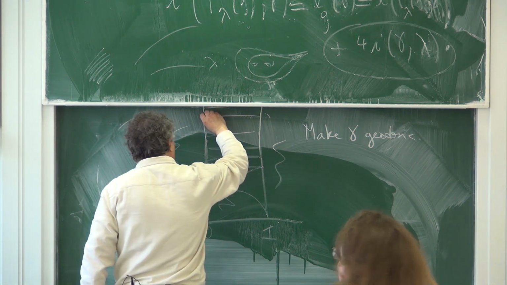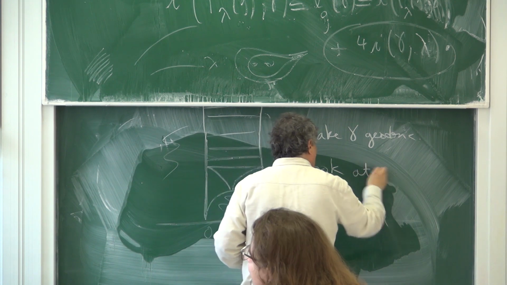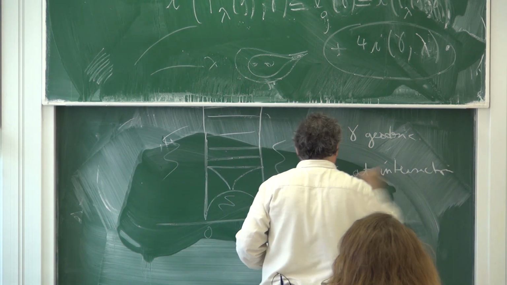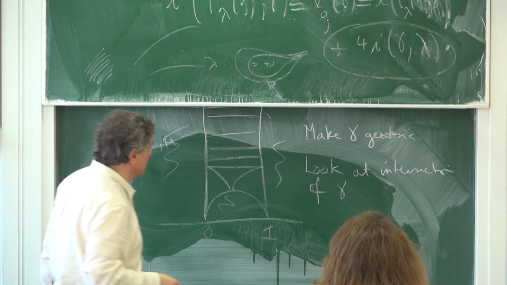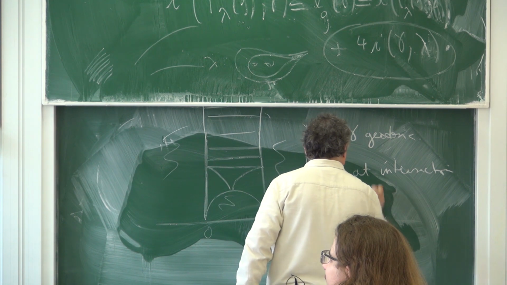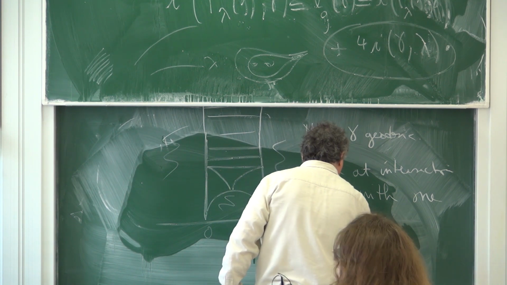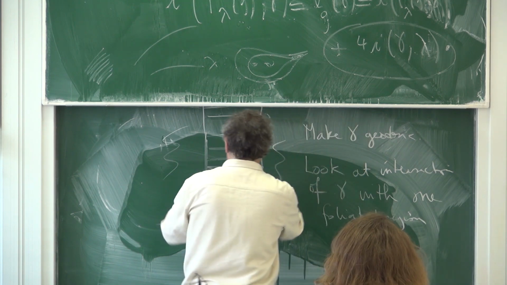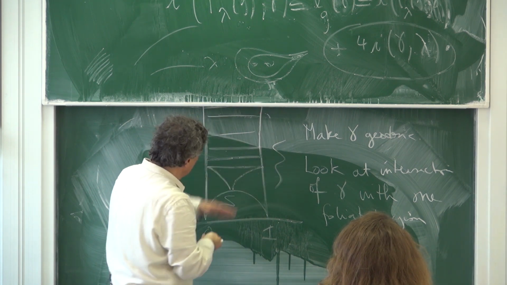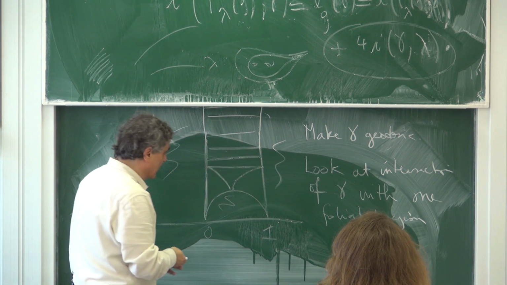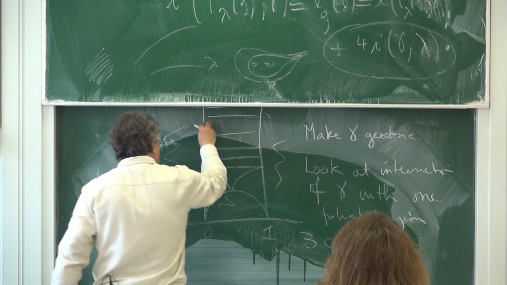So make gamma geodesic. And I look at the intersection of this gamma, which is now considered as a geodesic in some homotopy class, with one foliated region of an ideal triangle. Each ideal triangle has 3 foliated regions, 1, 2, and 3. And I look at this one, and I say that there are 3 cases depending on the intersection of gamma with the boundary of the triangle.